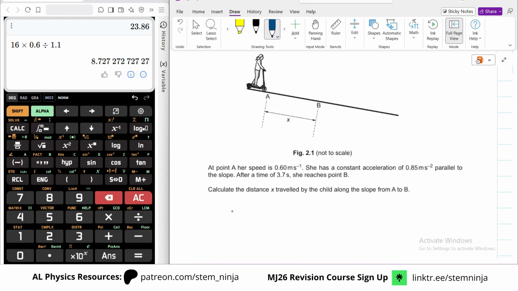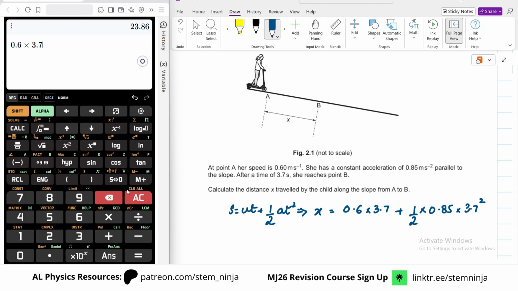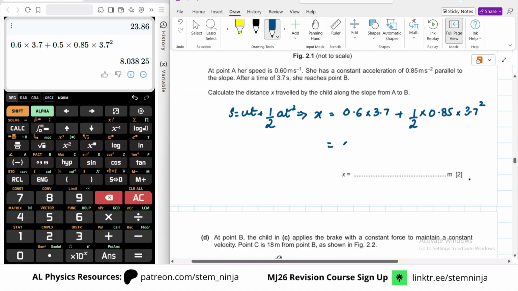This is just simple kinematics. So s is equal to ut plus half at squared. So therefore this is x. u is 0.6 times 3.7 plus half times 0.85 times 3.7 squared. So 0.6 times 3.7 plus 0.5 times 0.85 times 3.7 squared. So that is 8.038, which is just 8.0.